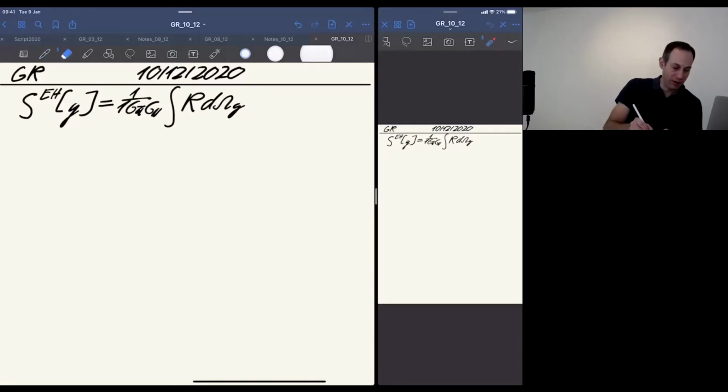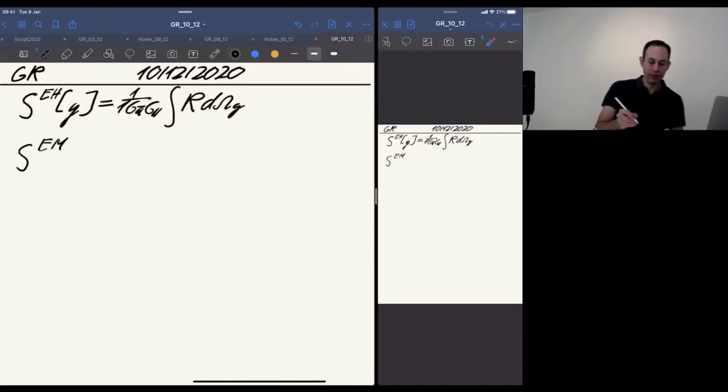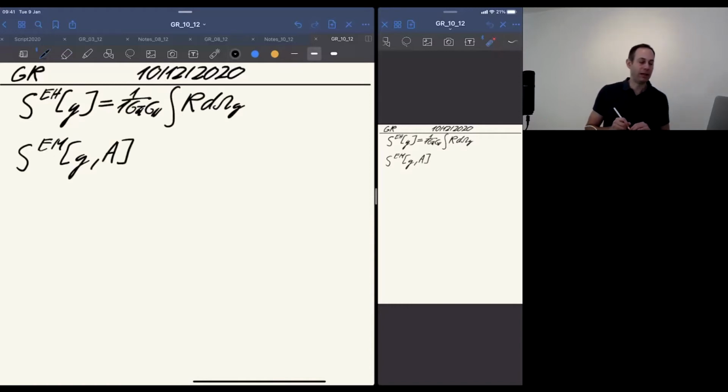Then I said we have another action that we could define, which is the action of the electromagnetic field. I call it S_EM. And this action depends, of course, also on the metric, because the electromagnetic field is embedded in space-time, and we need to tell it what the space-time is. But there is also the vector potential capital A that I mentioned already last time. So the degree of freedom of the electromagnetic field is essentially captured by this A vector.